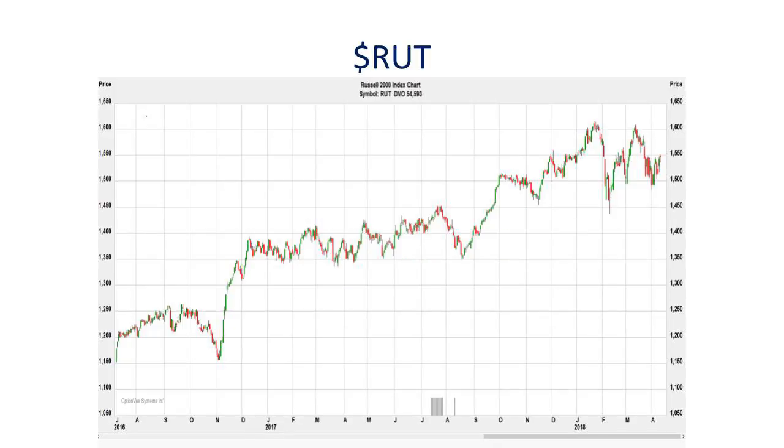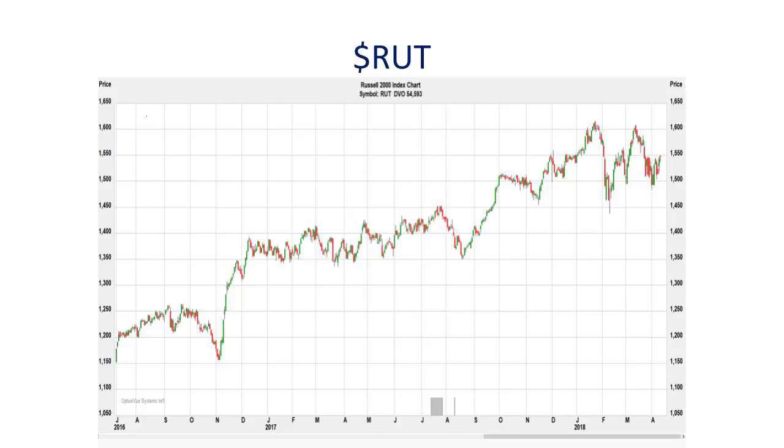RUT is a little bit of a different ballgame. It's more extreme. So in late 2016, the RUT, right after President Trump was elected, took off like a rocket. Some people call that the Trump trade because RUT represents small cap stocks. So that vehicle acted differently than the SPX, which had a more mild reaction to the election.